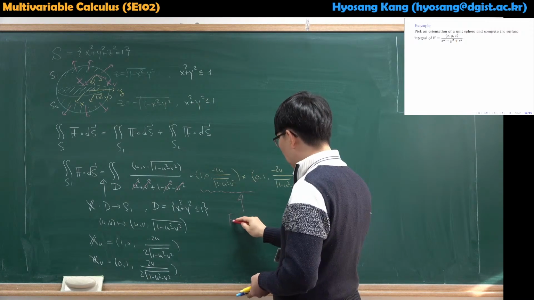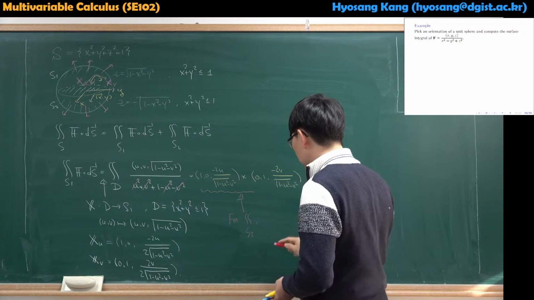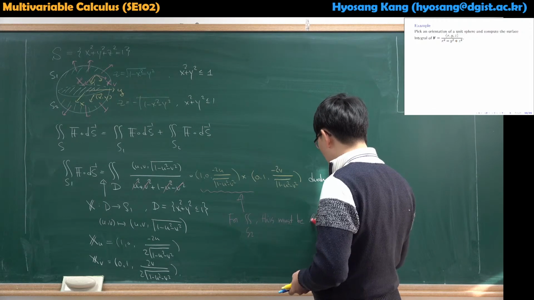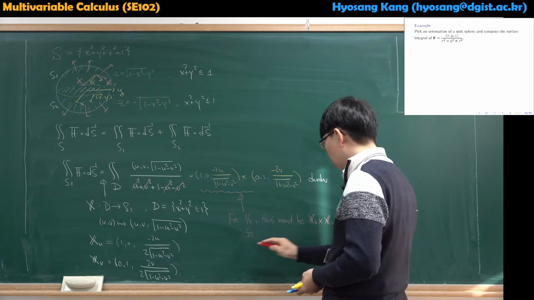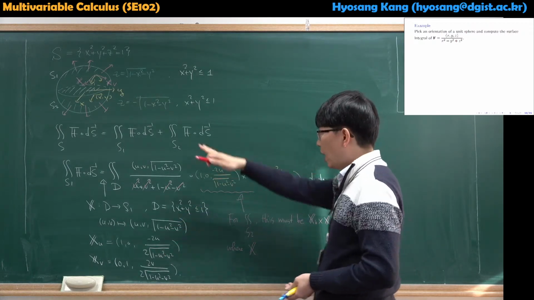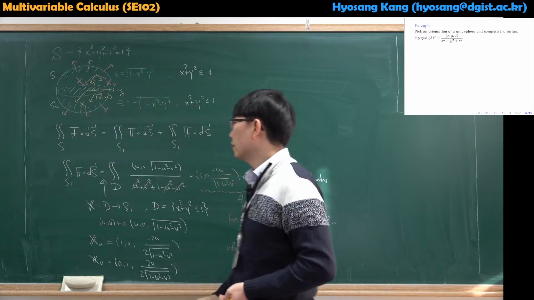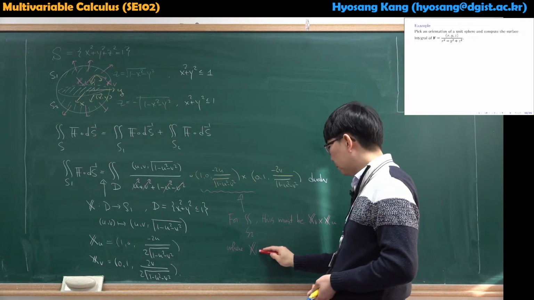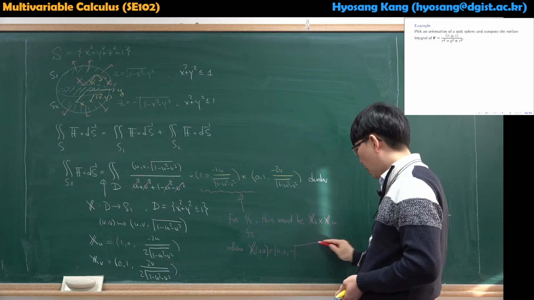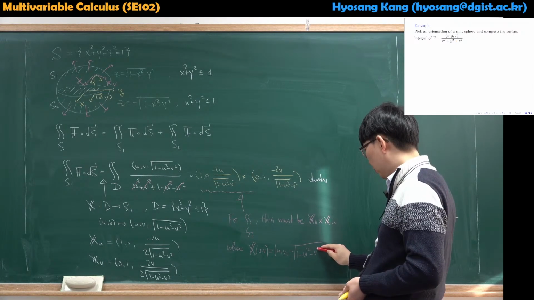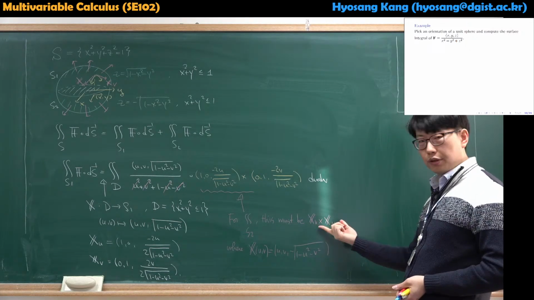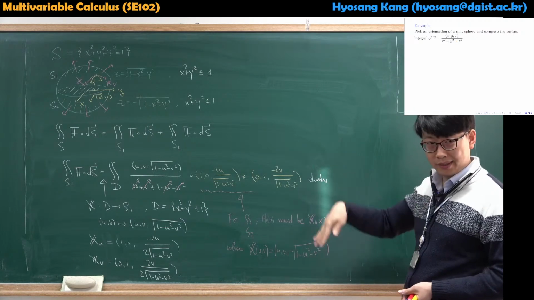So for integration over S2, this must be xv cross xu, where x is not the same as this one, but almost similar, because we have to parameterize the lower hemisphere. Only the z coordinate changes to negative square root of 1 minus u squared minus v squared. Okay. The reason why we have to change the order of this cross product is that we want the downward direction.